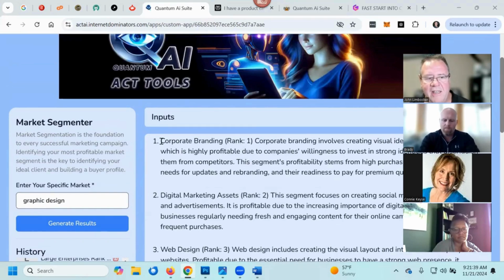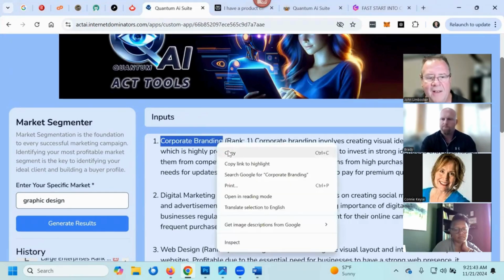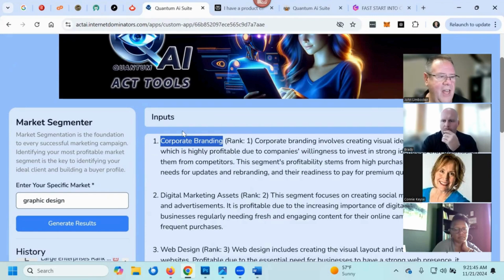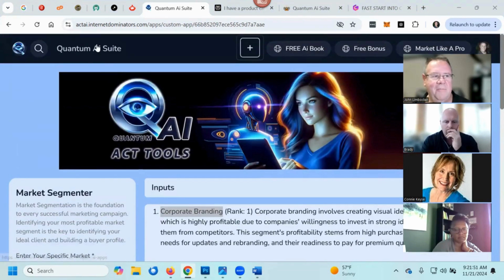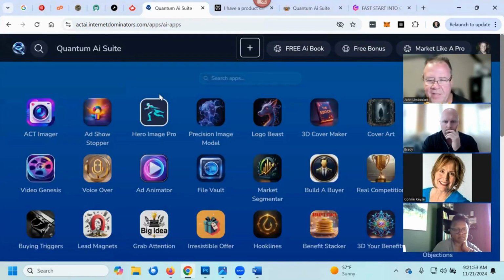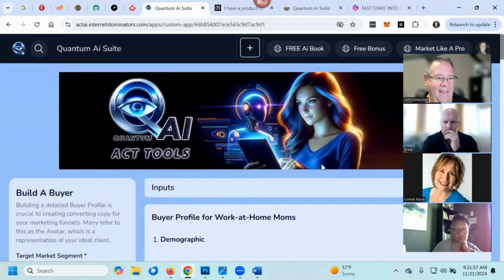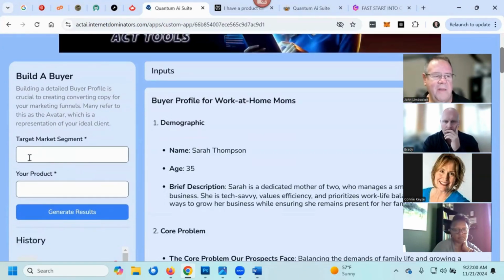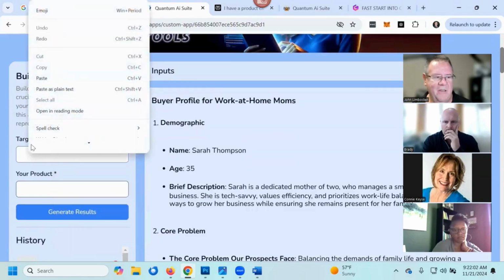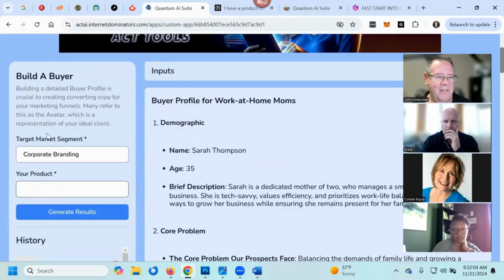So let's just take, for instance, corporate branding. I'm just going to copy that out. And then Claire, in the chat, can you put what you provide? Is it a service or what is it that you're offering? Because we're going to go to the build a buyer script next. And here it wants two pieces of information. So it wants our segment, that's corporate branding.